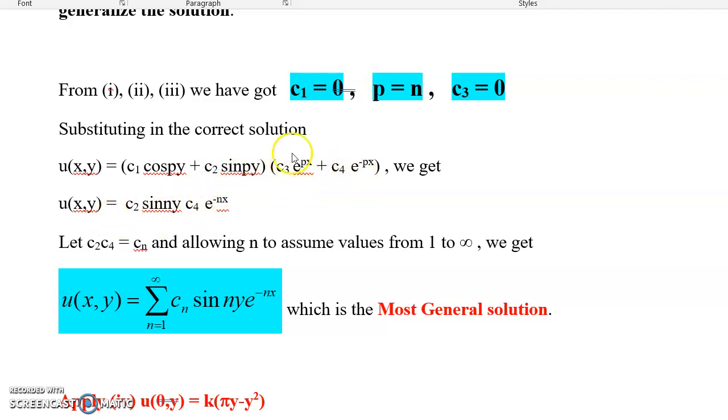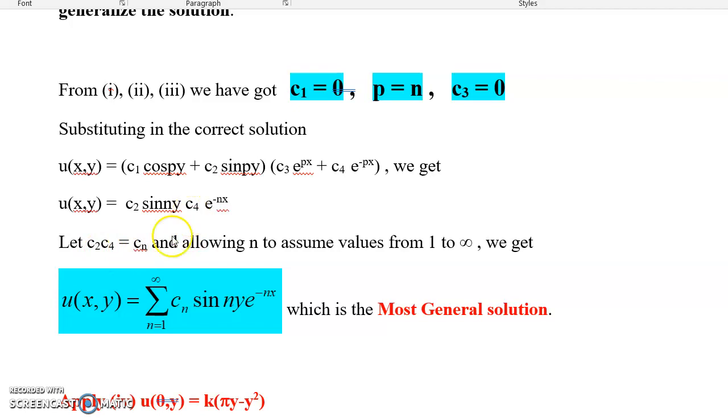Coming to the second term, C3 = 0. So you only have C4 e power minus P. In the place of P you should substitute n, so minus nx. Now look at this. We will get like this. C2 into C4, all the constants together you have to cluster and generally write Cn, and you have to allow n from 1 to infinity.